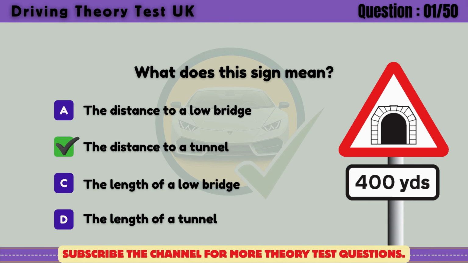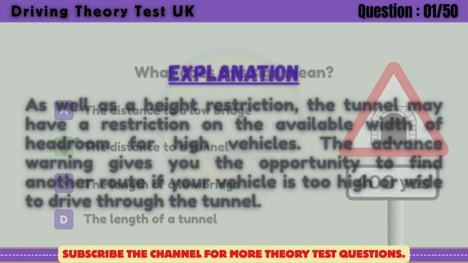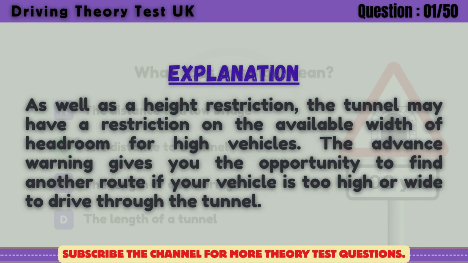Answer is B. The distance to a tunnel. As well as a height restriction, the tunnel may have a restriction on the available width of headroom for high vehicles. The advance warning gives you the opportunity to find another route if your vehicle is too high or wide to drive through the tunnel.